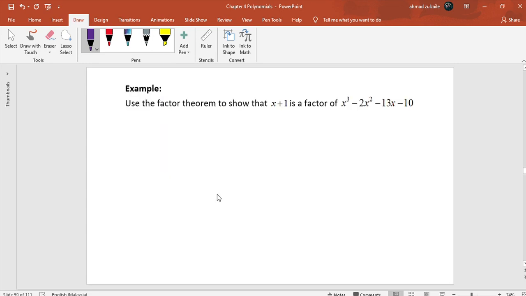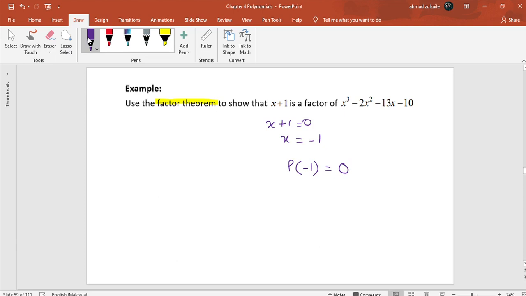Okay, so let's take a look at this example. The question asks you to use the factor theorem to show x plus 1 is a factor of x cubed minus 2x squared minus 13x minus 10. What do you understand about this factor theorem? Factor theorem means when you have x plus 1 equal to 0, therefore your x equals negative 1. So when you substitute negative 1 into this polynomial, it should give you a 0. This is what I mean by the factor theorem.